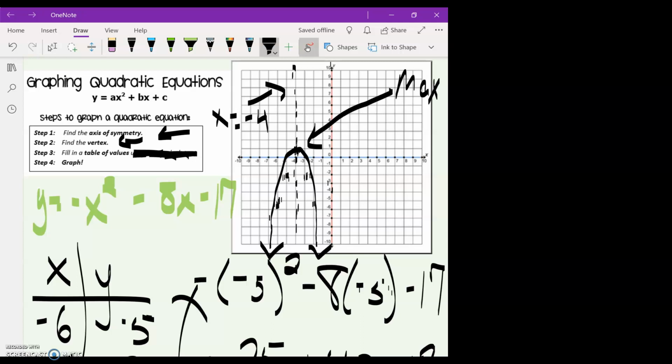Always, always remember, you can't just get rid of this negative sign out here. Very important. And insert your values in parentheses before evaluating.